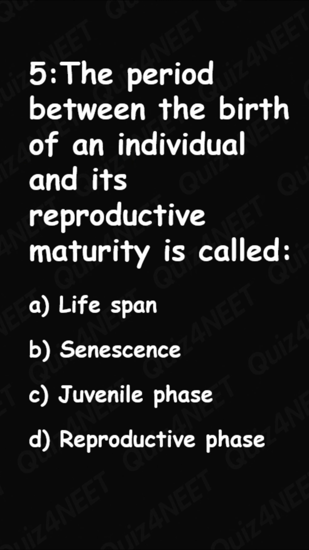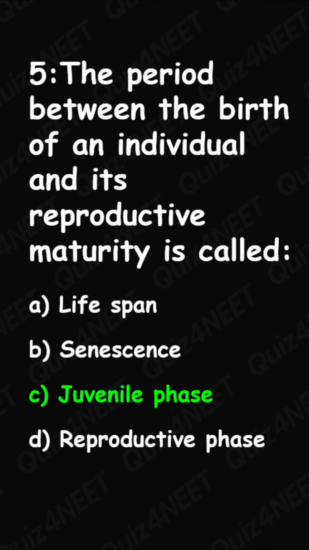Question 5. The period between the birth of an individual and its reproductive maturity is called A. Lifespan, B. Senescence, C. Juvenile phase, D. Reproductive phase. Answer: C. Juvenile phase.